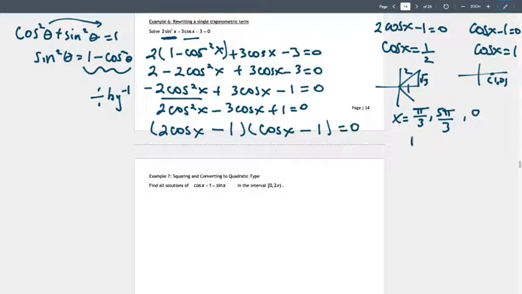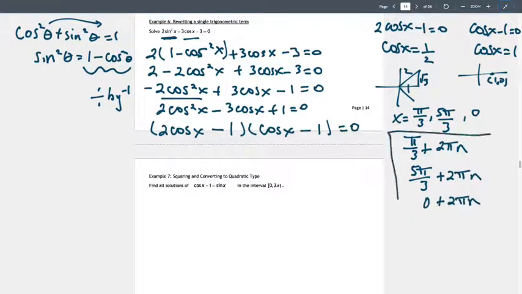So we're going to say pi over 3 plus the period. Now, we're dealing with cosine. So my period for cosine is 2 pi. So we'll say 2 pi n. That gives me all the coterminal angles. And then 5 pi over 3 plus 2 pi n. And 0 plus 2 pi n. So this is the general solution, which is what they're looking for in that problem.